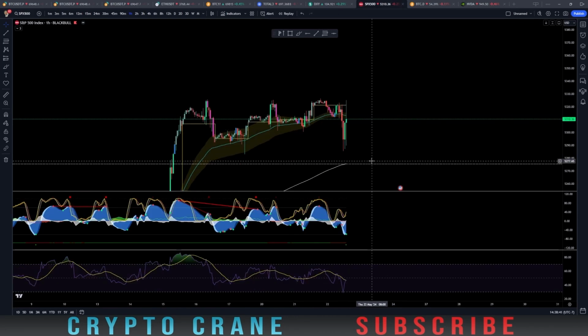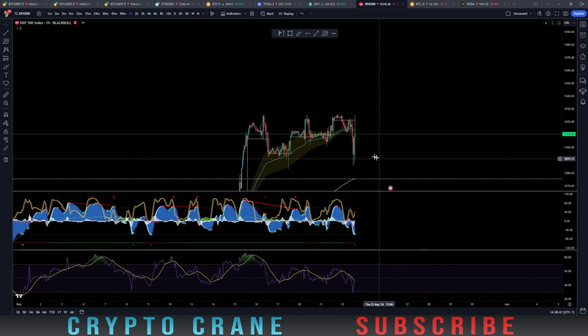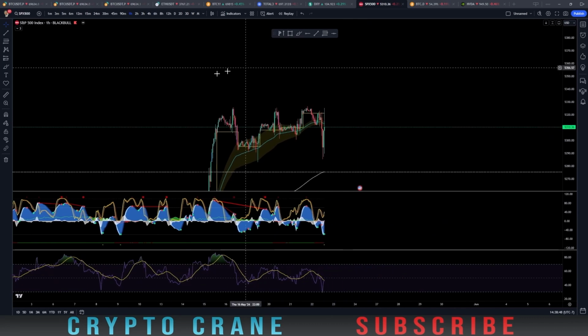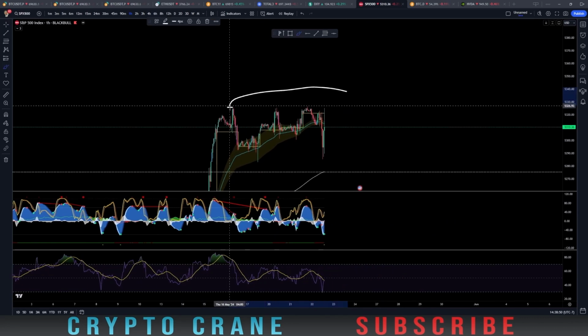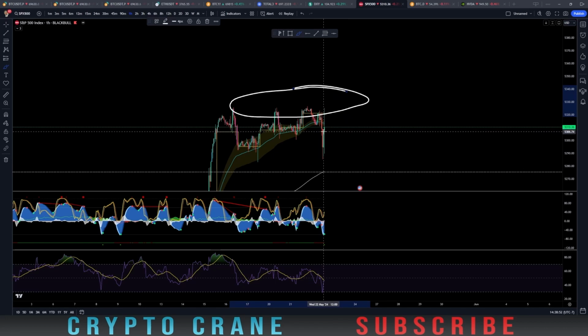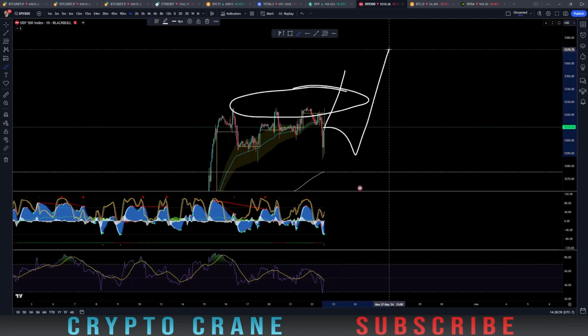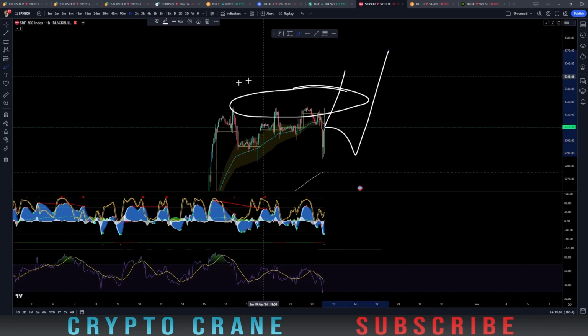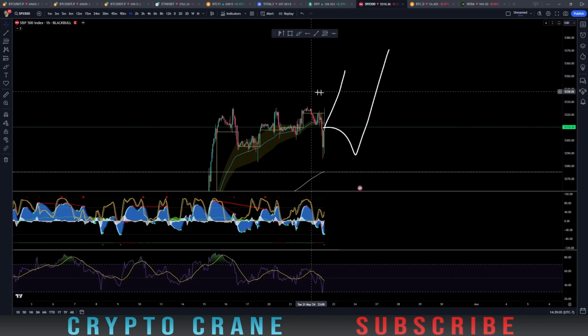Now, to correlate with my case for Nvidia, we can see S&P has continued to just trade sideways, building more liquidity above these highs right here, and I would expect a squeeze up in the near-term future. Without a doubt, I do think S&P is going to go for new highs convincingly.